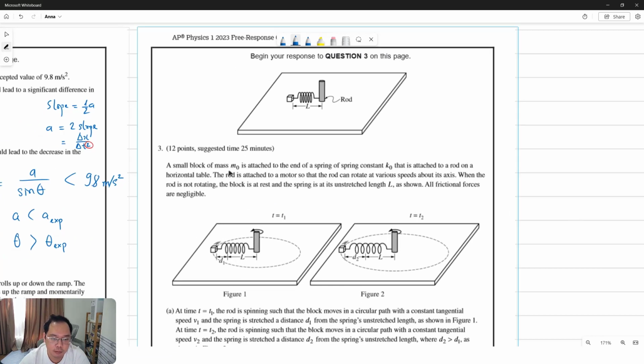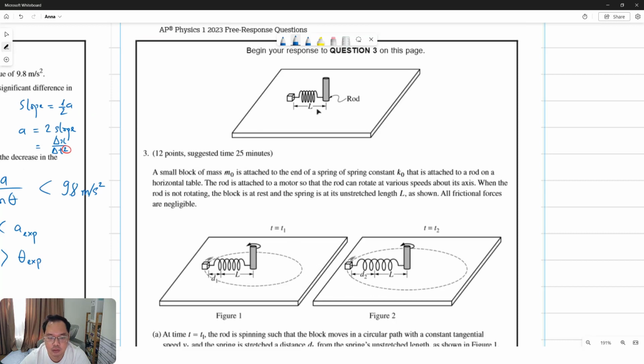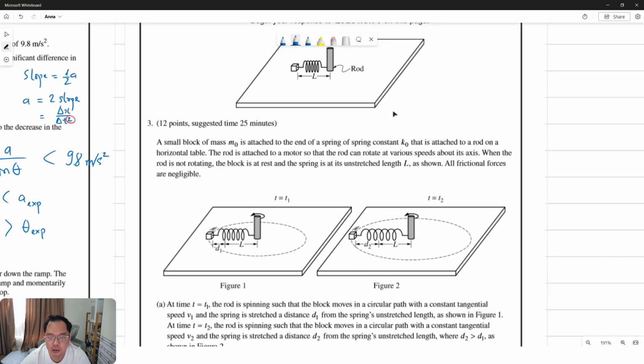A small block of mass m0 is attached to the end of the spring. We have a rod here, a tiny cylindrical rod. The natural length of the spring is L. The frictional force is negligible. Okay, this is very important information, because whenever there is frictional force, the problem will be a lot more complicated.